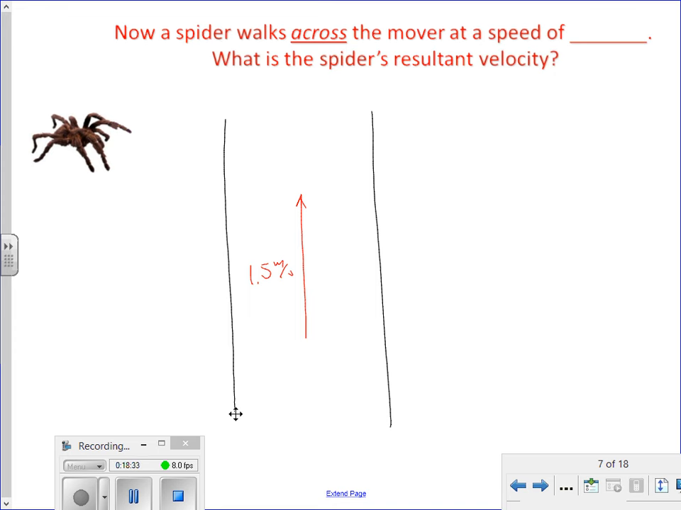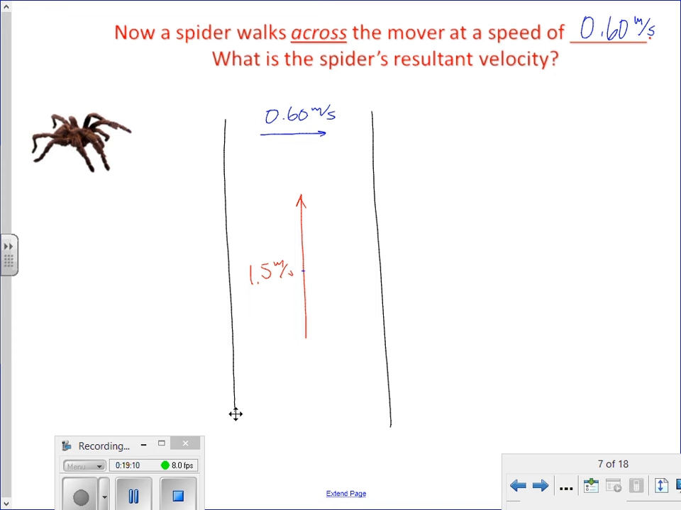Now, the spider walks across the mover at a speed of, I don't know, how fast is your average spider move? This is a quick one, I guess. We'll call it 0.6, if you care about sig figs, meters per second. Across. Now, I'm not going to use a ruler or make a scale here, but if that's 1.5, then there's 0.75. 0.6 is about, let's just sketch it, there's our spider velocity that looks like that.